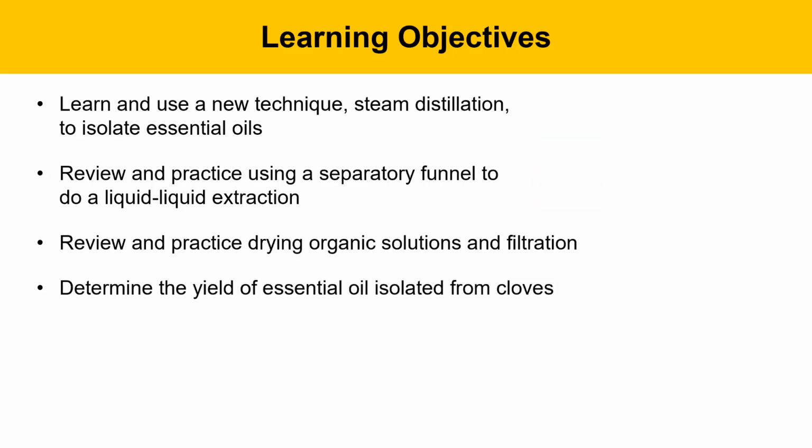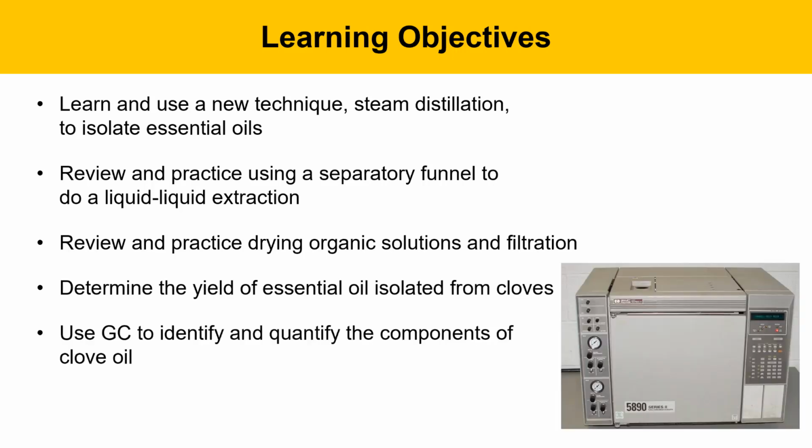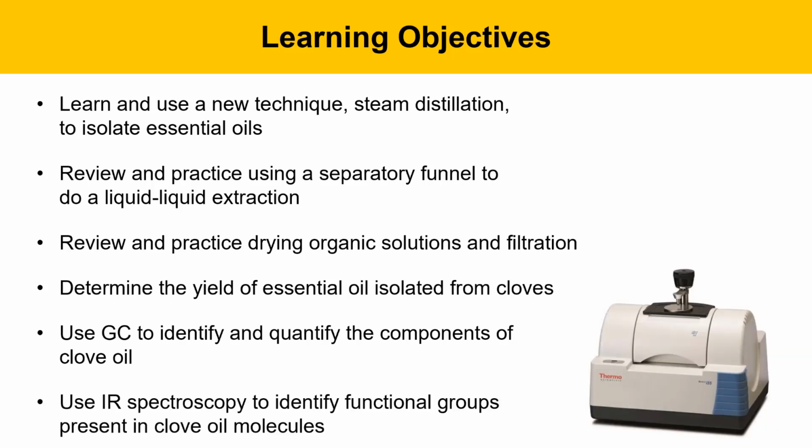We'll determine the yield of essential oil isolated from cloves. And we'll use gas chromatography, GC, to identify and quantify the components of clove oil. Then we'll use IR spectroscopy to identify the functional groups that are present in clove oil molecules. And this is a new technique for most people, so this is going to be a new thing for today.